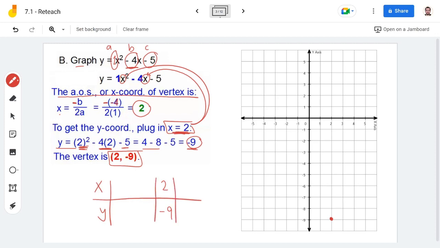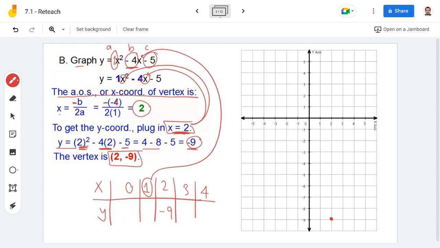Okay, pick 2 points less than 2, which is 1 and 0. Pick 2 points greater than 2, which is 3 and 4. Okay, and plot them in the function. So now each point you have to plug into the function.